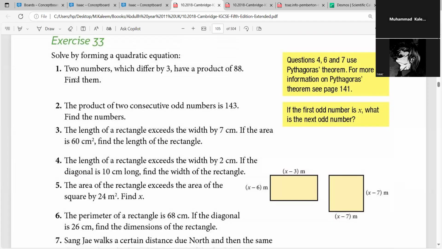Two numbers which differ by 3 have a product of 88. Find the numbers. If you are going to find it out just randomly, by using mental math or just guessing, it will take so much time. Maybe you will get the answer quickly, in just a few minutes, or maybe it will take a whole day.